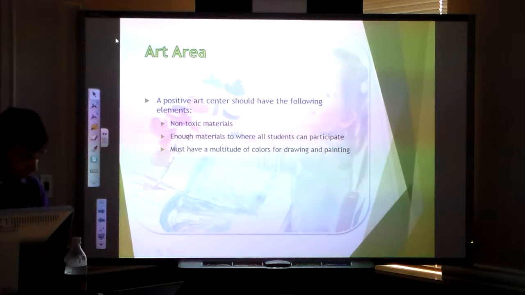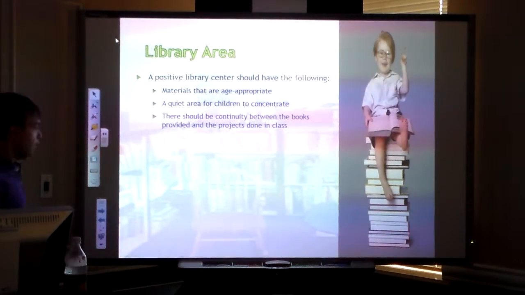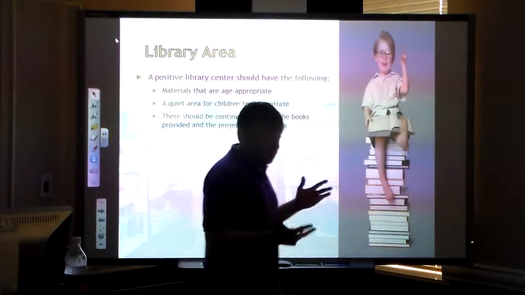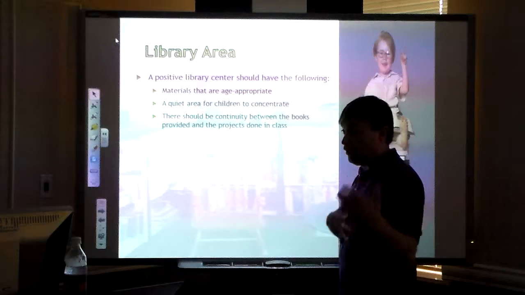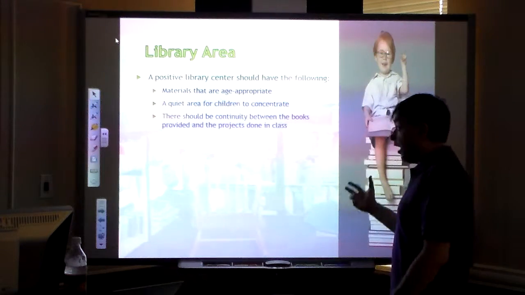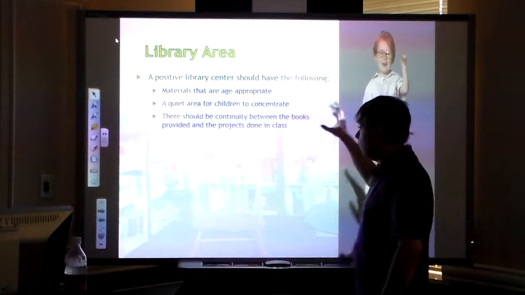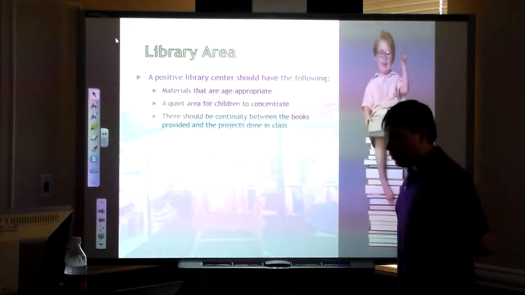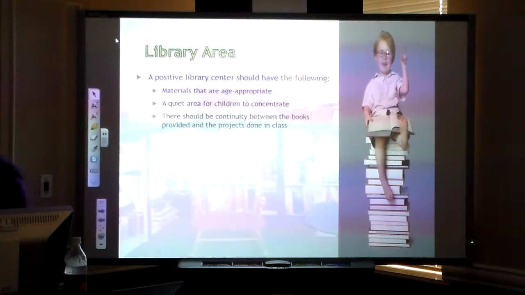So, the library area. I like classrooms that have a library area. I have found that this is really at the discretion of the teacher, whether or not they want to do it in the classroom, or just use the library. But the key things that I'm looking for when I see one in a classroom is that there are age-appropriate materials, and that it's a quiet enough space, meaning the library area should be as far away from the computers and the art center as it possibly can.